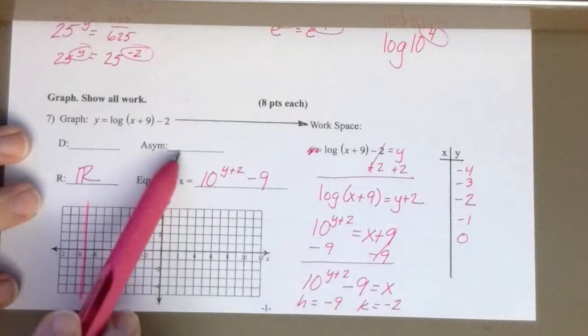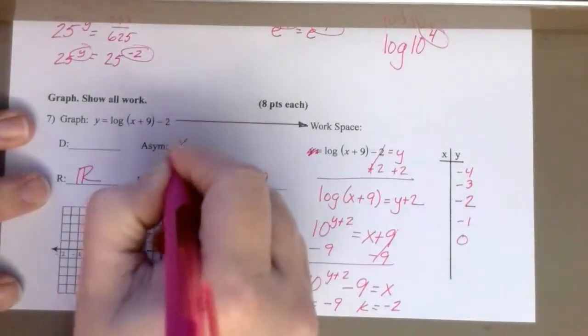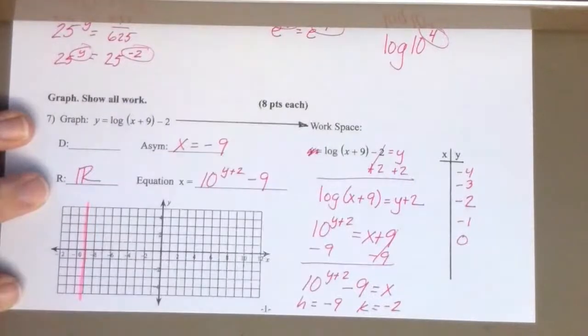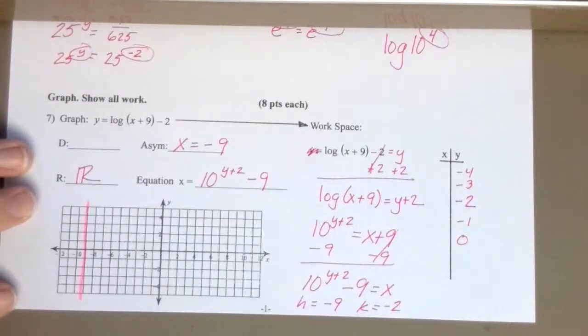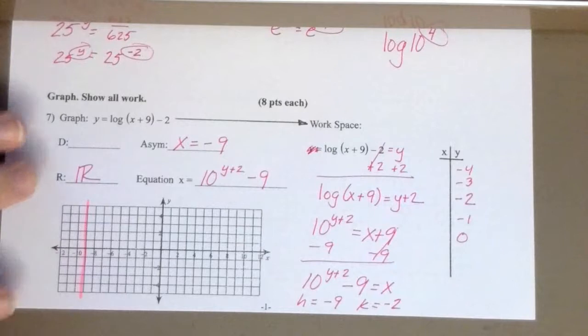How do I write in my asymptote here? X equals what? Negative 9. There was one group that didn't put the x equals. You will get marked wrong for that every time, because negative 9 is just a number. It's not a line. It must be written as an equation.